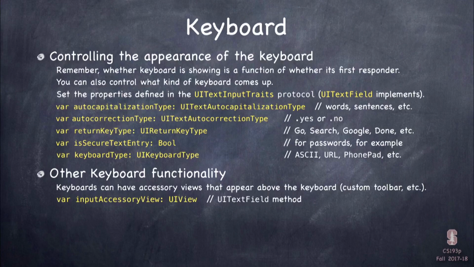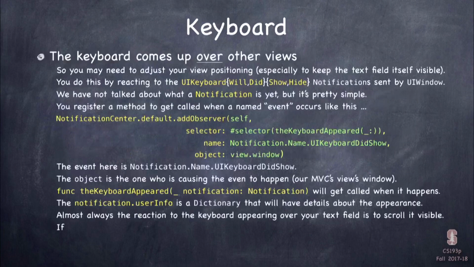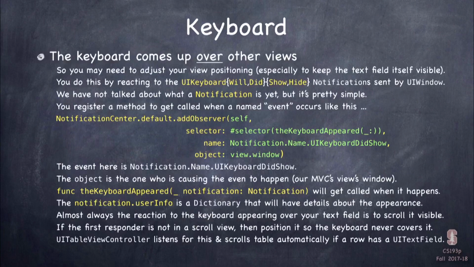Okay? The keyboard also has, in the TextInputTraits protocol, inputAccessoryView, which lets you put a little view on the keyboard, right at the top of the keyboard. If you had some special buttons or something you want, you can put them in there, so that's kind of cool. All right. Now, one thing, I'm not going to even talk about this slide yet, but later in the quarter I will, but I'm putting it up here for reference. You can go back and look at it.